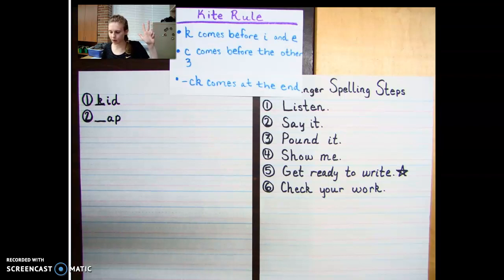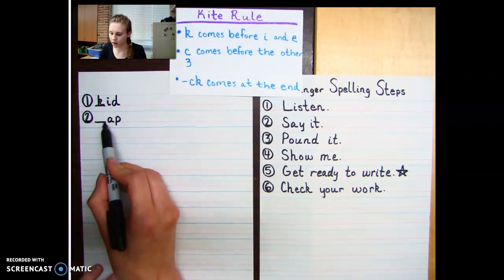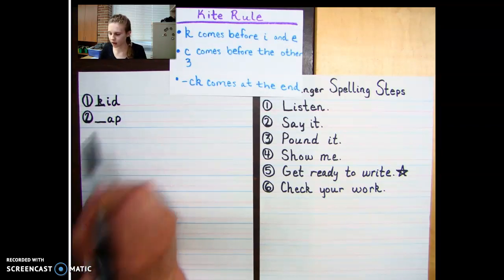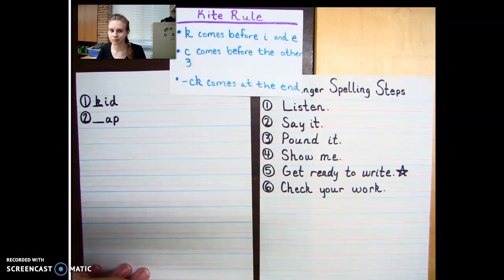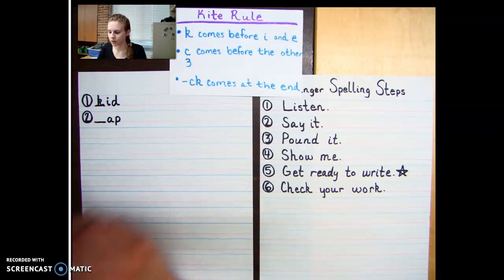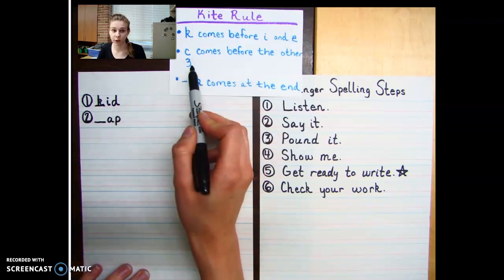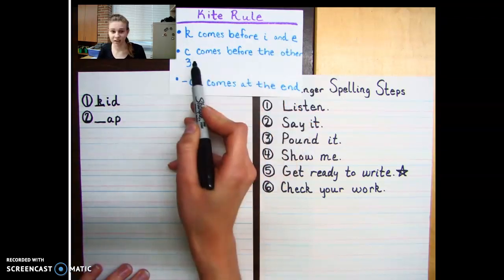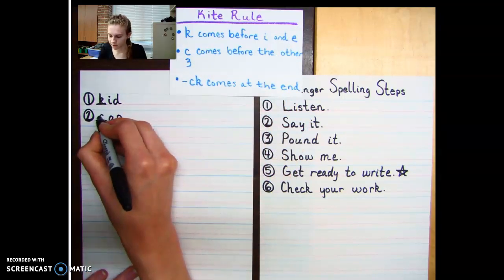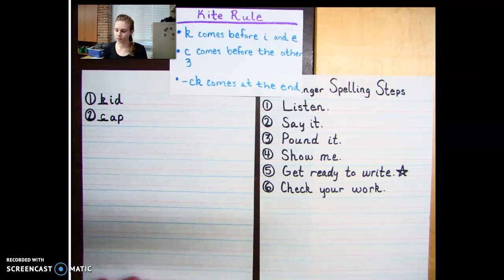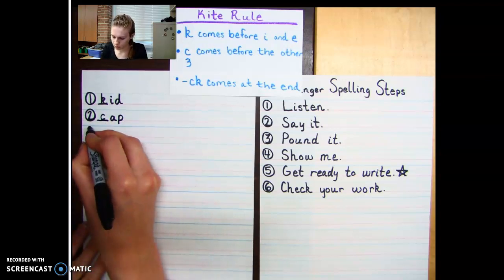Okay, now that I'm done with my word, I can go back to the beginning and I can say, okay, what letter do I need here? Well, an A comes next. K comes before I and E. Well, A is not an I or an E. C comes before the other 3. Well, it's not an I or an E, so it's got to be one of those other 3 vowels. So I'm going to use a C here for cap. Okay? Move on to number 3.